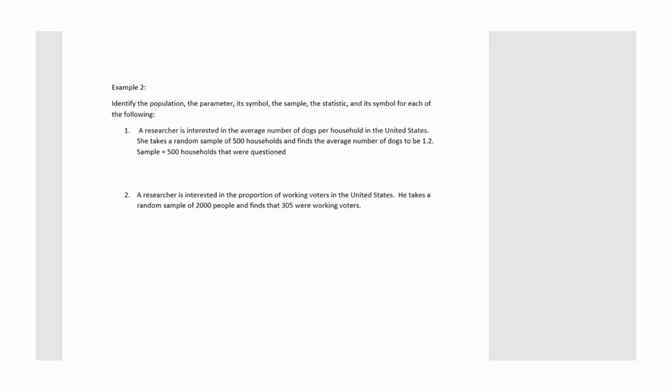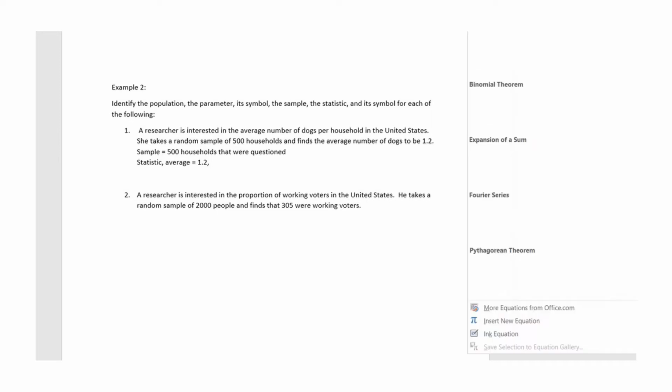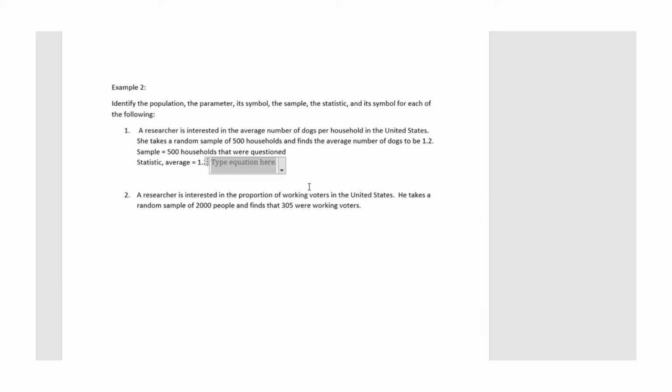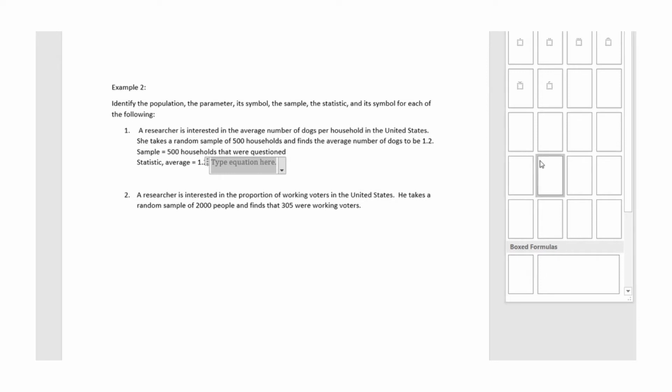Okay, and then remember, a sample has a statistic. In this case, our statistic is an average, and it's 1.2, but our symbol for that statistic for an average is X bar. Now remember, an average for a sample, we use the symbol X bar. There it is.